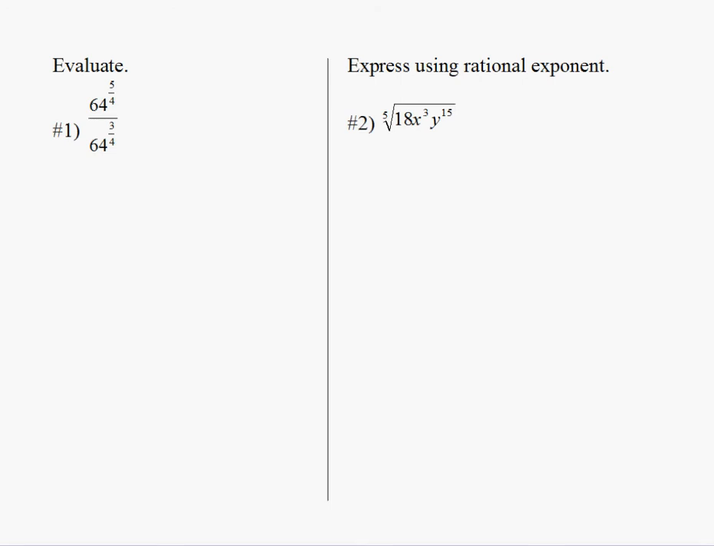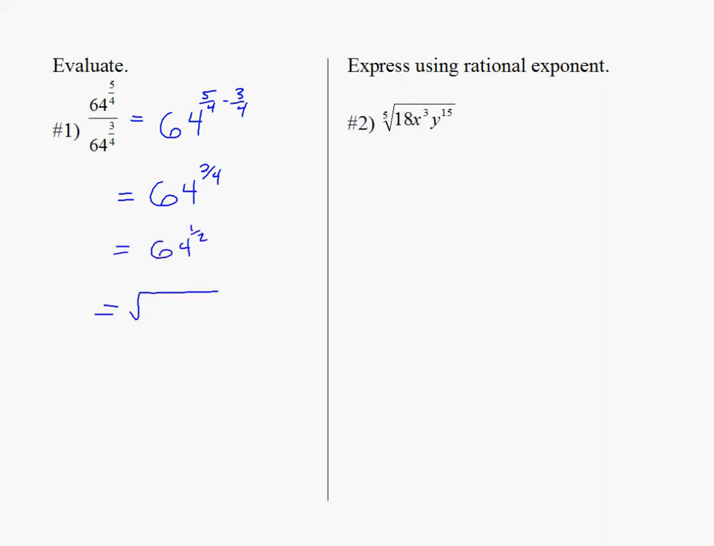Number 1, you're supposed to evaluate this. Since you're dividing and they have the same base, you can use the quotient rule, which means you subtract the exponents, top minus bottom. Our exponents have common denominators, so you just subtract the numerators. 5 minus 3 is 2. Leave the bottom the same. 2/4 reduces to a half. That's the same thing as the square root of 64, which is 8.